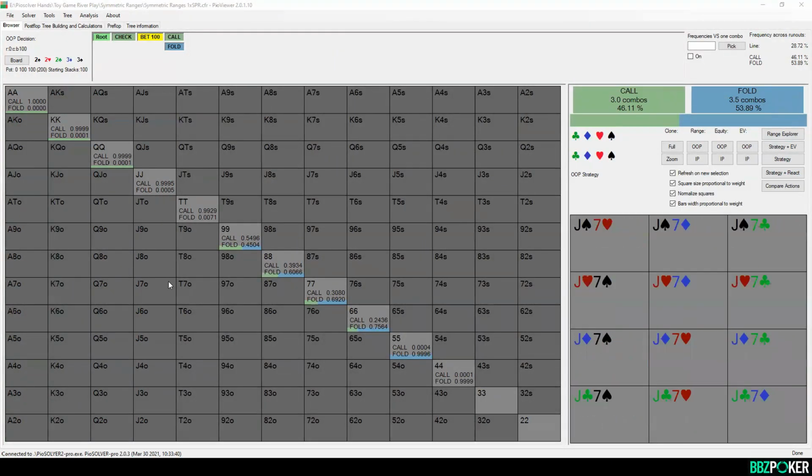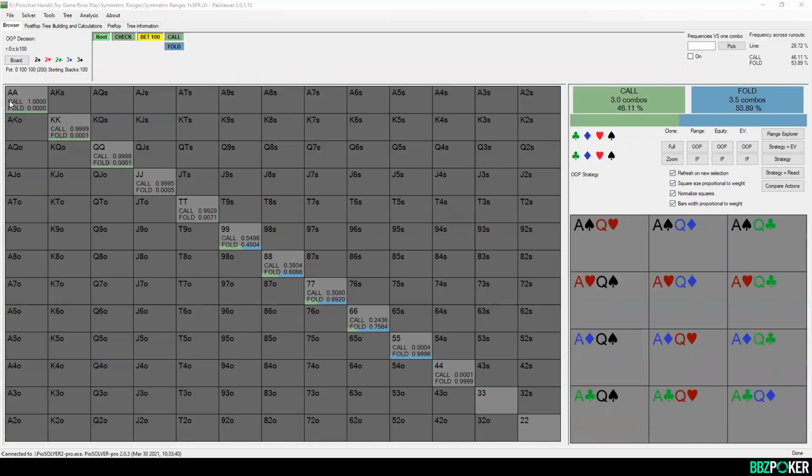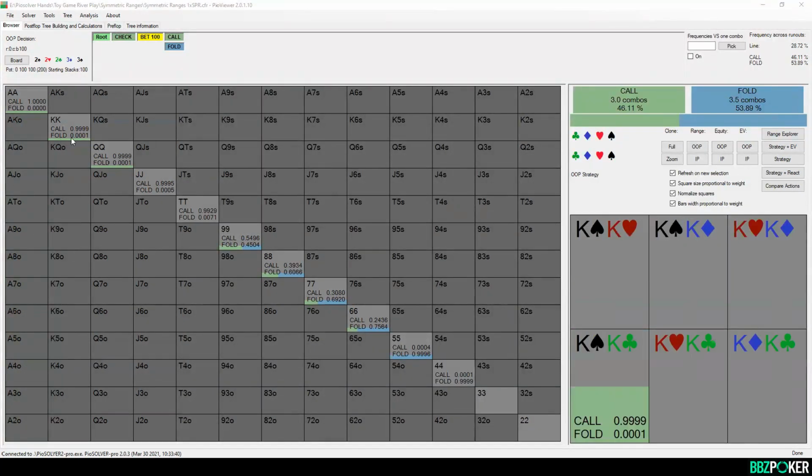So our range has far more pocket nines through pocket sixes in it than it does aces through queens. Okay, twice as much pocket nines as pocket aces, roughly. Twice as much pocket eights as pocket kings, roughly.